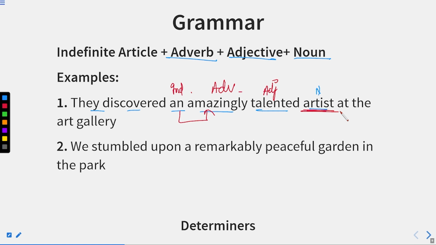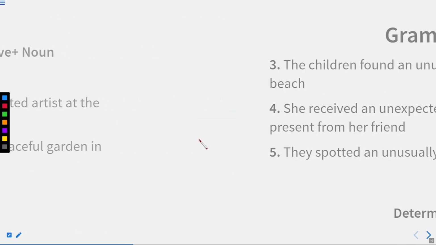We stumbled upon a remarkably peaceful garden. Now in this sentence we can see garden is a noun, peaceful is an adjective which is qualifying this garden. Now remarkably is adverb which is qualifying this adjective, and a is used according to remarkably which is an adverb, so a is indefinite article which is very important. If I just say we stumbled upon remarkably peaceful garden, the sentence will be incorrect or incomplete. Now let us move to the next one.